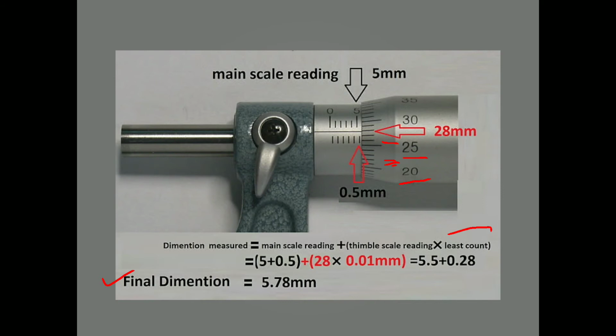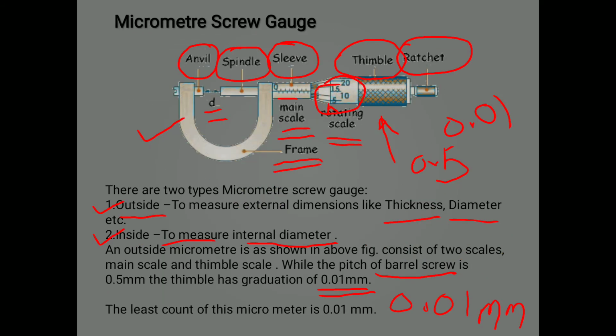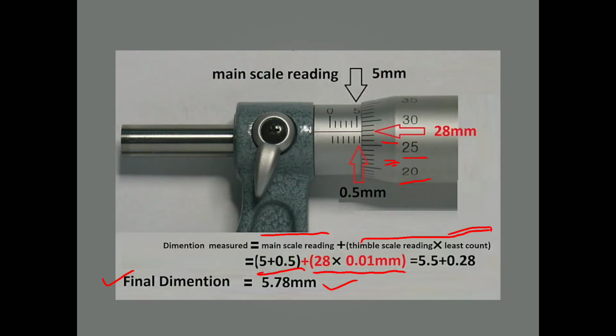So this is all about how to take the reading of a micrometer screw gauge. First of all we have seen the main scale reading, then we added the thimble scale into least count, then we calculated this reading, and finally we came to our result, that is 5.78 mm. In structure you can see this is the dimension which is placed inside the anvil and the spindle, and this reading came across that procedure. So this is all about the reading of a micrometer.